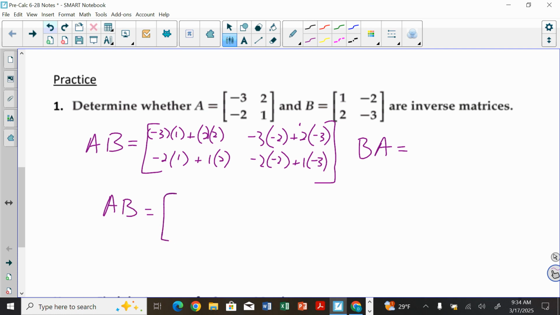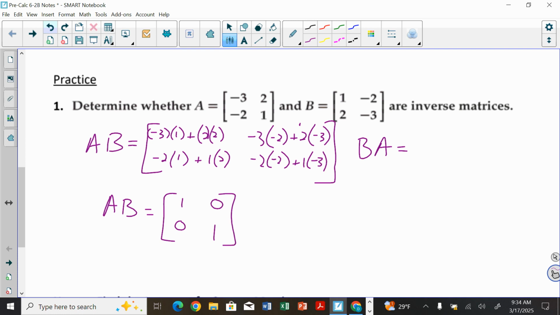Okay, so now let's see what we get here. In the upper left-hand corner, we get negative 3 plus 4, which is 1. In the upper right-hand corner, we get 6 plus negative 6, so 0. In the bottom left, negative 2 plus 2 is 0. And then over here on the right-hand side, we get positive 4 plus a negative 3, which is 1. So I have the identity matrix. So that's that for A times B.